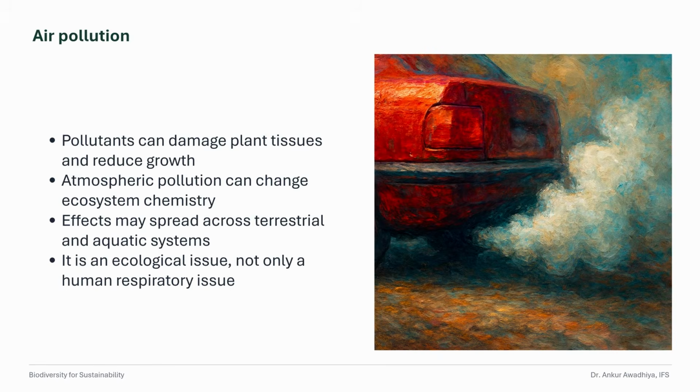Air pollution is often discussed mainly in relation to human health, but ecosystems are also heavily affected. The vehicular exhaust shown on the slide is a familiar example of how airborne pollutants enter the environment, where they can affect plant tissues, damage cell structure, and reduce growth rates. They can also deposit into soils and water bodies, altering the chemical conditions of those systems. Air pollution is therefore a stressor that can change conditions across terrestrial and aquatic systems simultaneously.